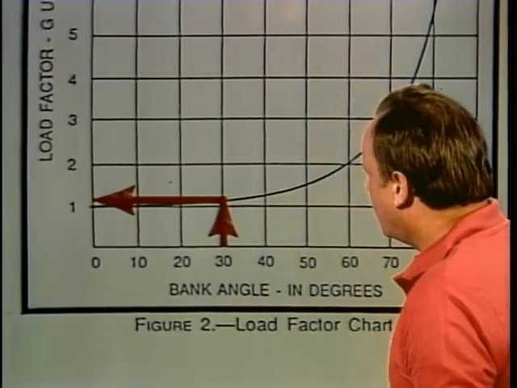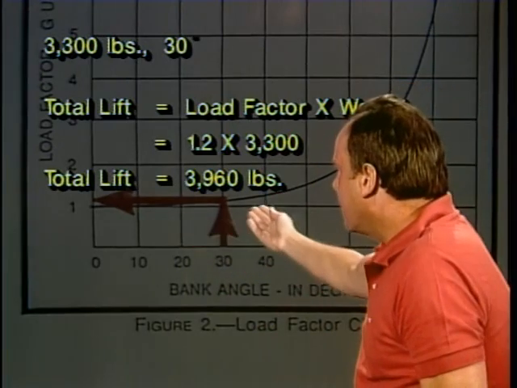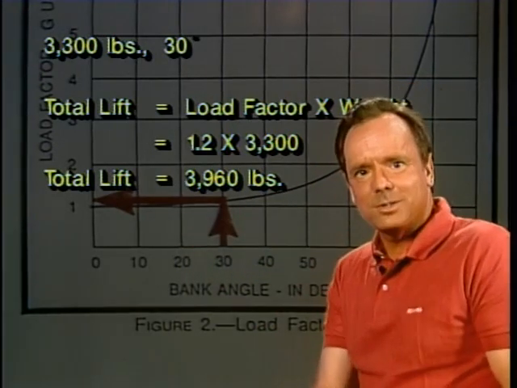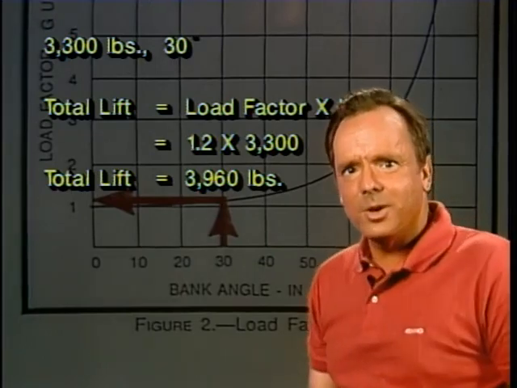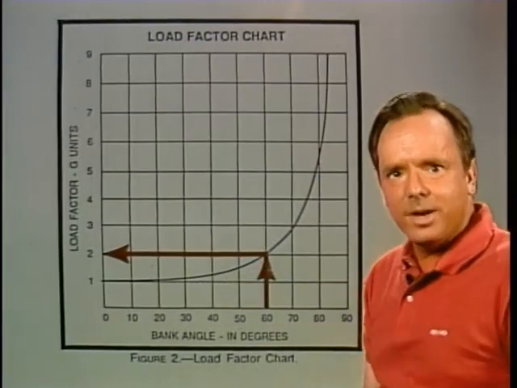Well, let's take a look at the numbers. If the airplane weighed 3,300 pounds in the first place, and you multiply that times 1.2 G's, now you're going to find out the airplane weighs 3,960 pounds. You just punch that out with your calculator. Let's do another one. Let's take a look at another airplane. Let's put this airplane into a bank and see what happens. This time you have the airplane in a 60-degree bank.